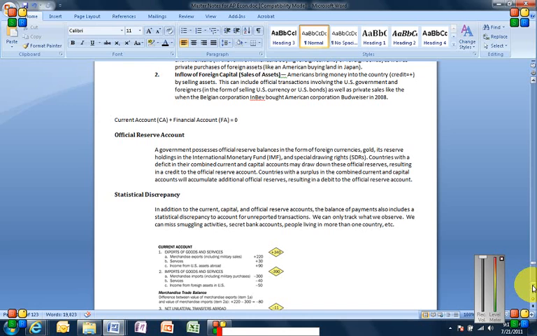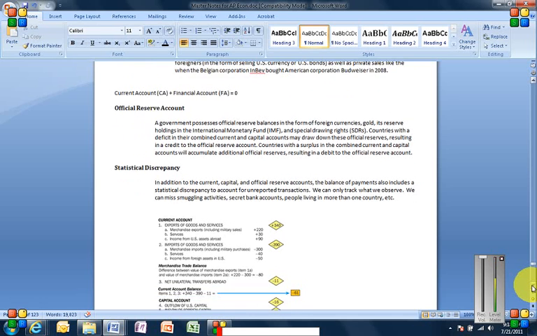And then you have this last category for statistical discrepancy. As you can imagine, all of the money flowing in and out from any one particular country is impossible to track down to the penny if you want to stick with the U.S. currency orientation. So in addition to the current, capital and official reserve accounts, the balance of payments includes this category for unreported transactions. We can only track what we observe. We can miss smuggling activities, secret bank accounts, people living in more than one country, all kinds of different things. But usually they're pretty good at estimating everything that is not included in statistical discrepancy.